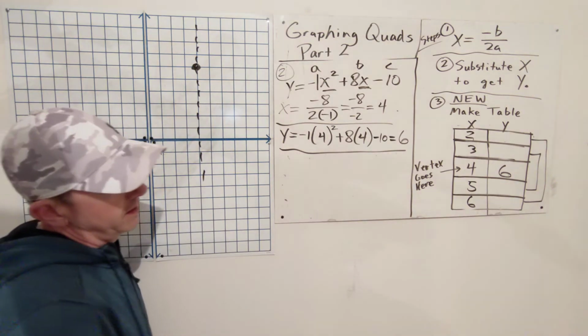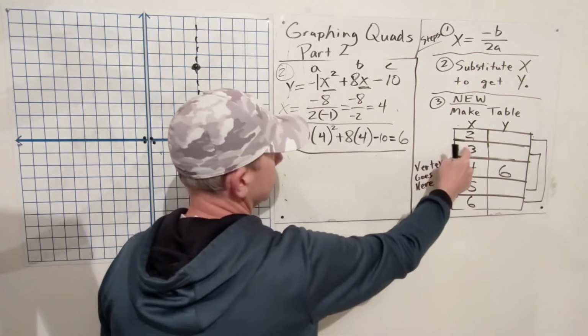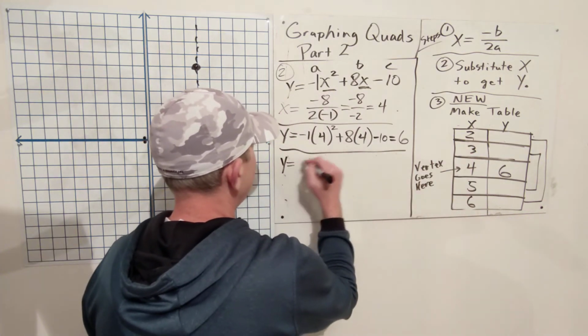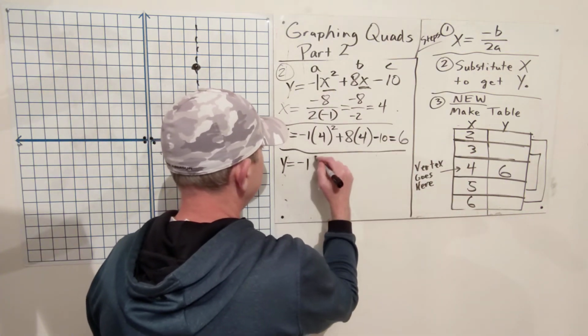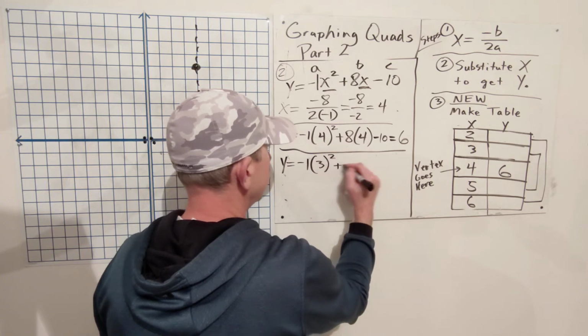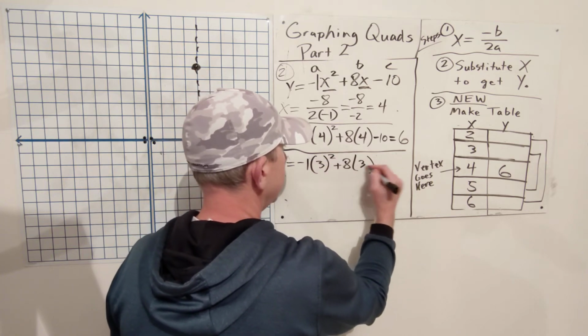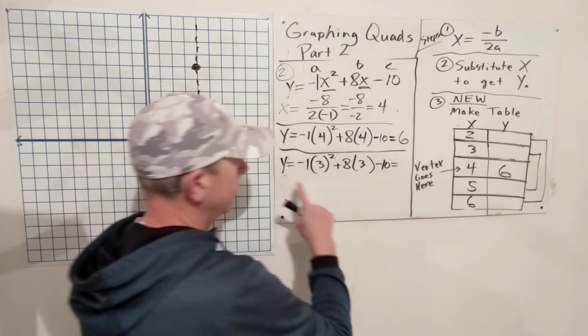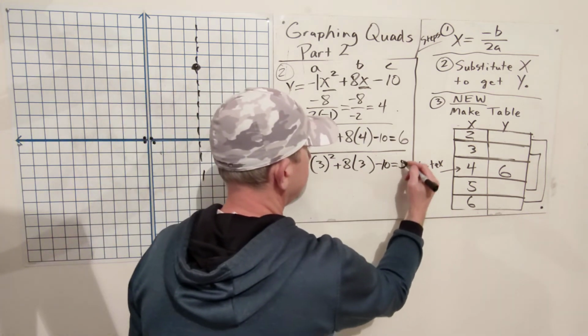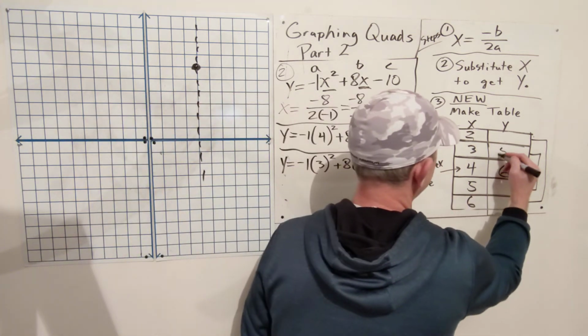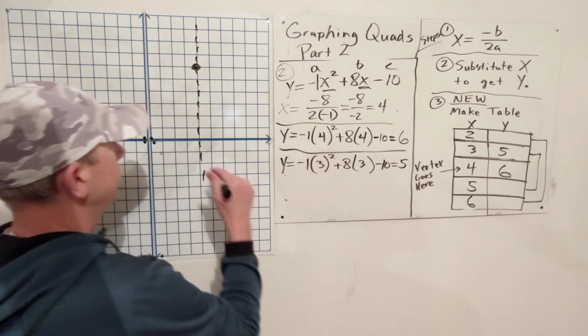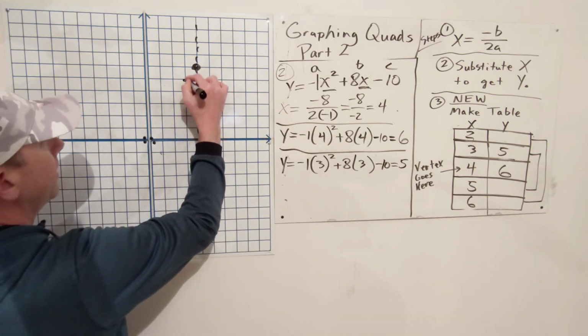All right. Now I'm just going to pick the lower ones. I'll start with a 3. So y equals, I'm going to do the same thing: -1 times 3 squared plus 8 times the 3 minus the 10. I see what that gets, and it should end up being a 5. So a 5 is here, and that means I have the point at 3, 5.